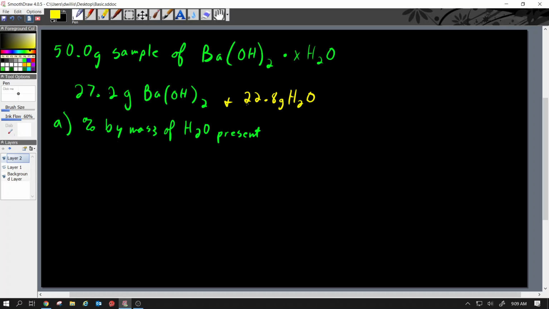Now remember that anytime I do a percent by mass, that is the part that I have divided by the whole. So the part of one thing divided by the whole amount. The percent mass of water is going to be 22.8 divided by, how much did the whole thing weigh? The whole thing was 50.0 grams. So do that and then multiply by 100 to convert it into a percent and tell me what we get.